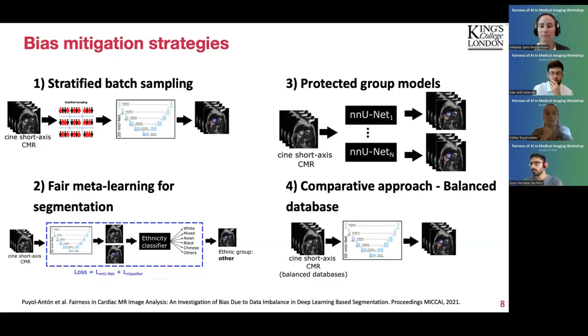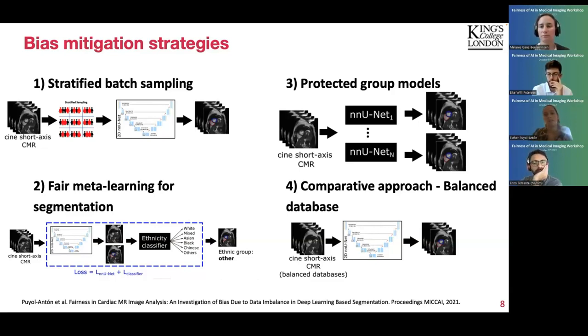Then the second approach is what we call metaphor learning. In this case, we are doing a multitask approach where we train the segmentation network as well as a classification network based on the output. The classification is going to try to guess which is the racial group. And by training these 2 together, we are hoping they enforce one another and make the segmentation network a little more fair.